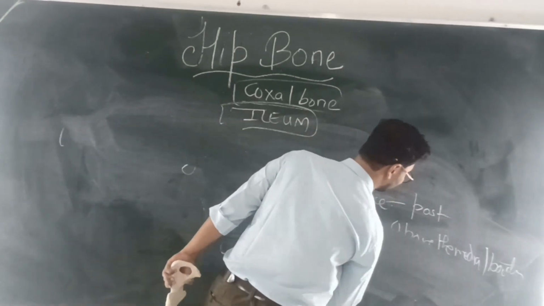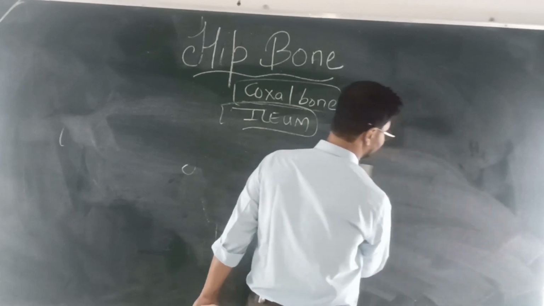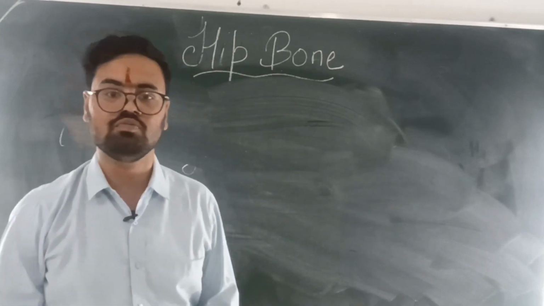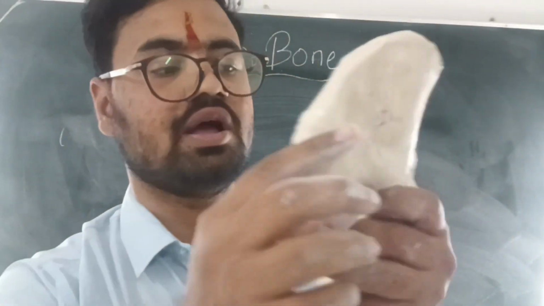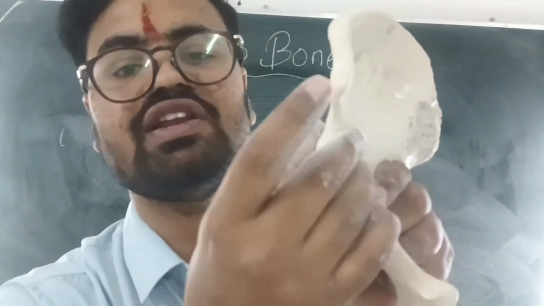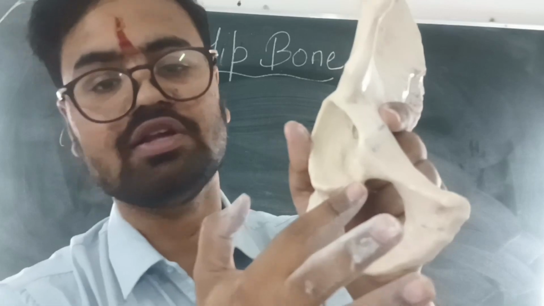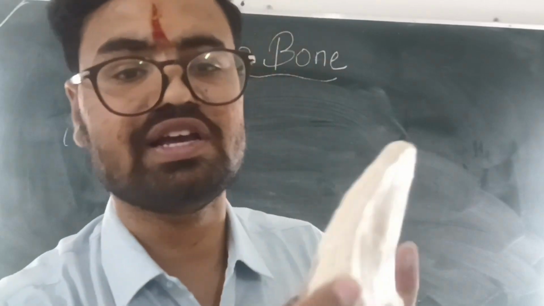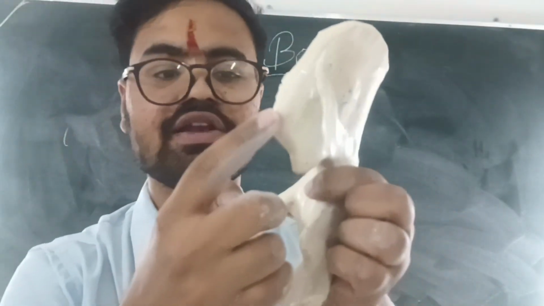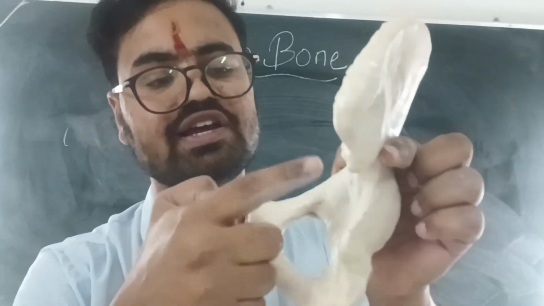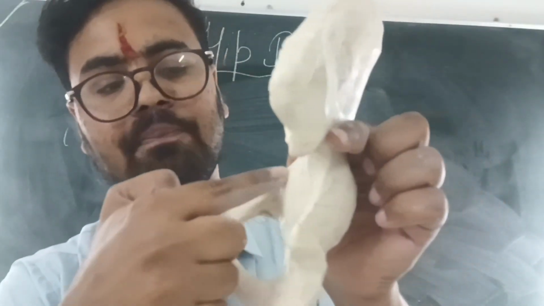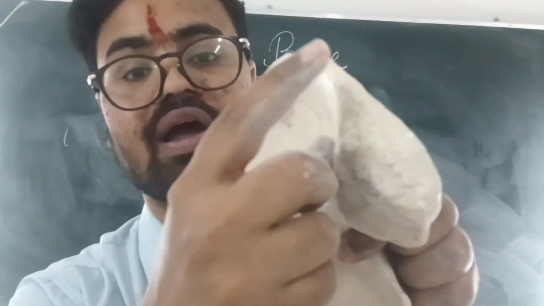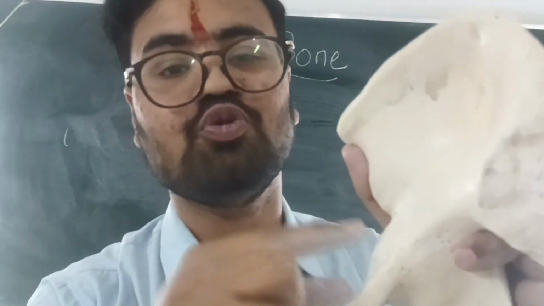Again, let me make you revise. There are three borders. Anterior border. The anterior border extends from the anterior superior iliac spine up to the acetabulum, and the posterior border extends from the posterior superior iliac spine up to the upper half of the greater sciatic notch, and the medial border extends from the iliac crest up to the iliopubic eminence.